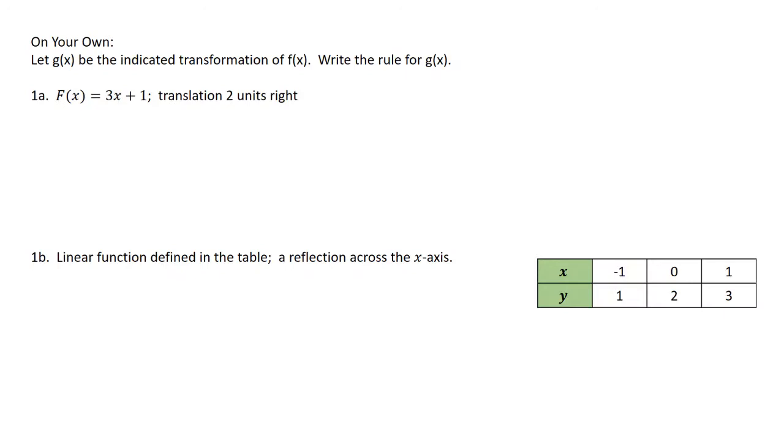Okay, so this one says we want to translate 2 units right. All right, so let's talk about what that means. 2 units to the right. So that's the right is going to be horizontal. All right, and our x is the component that's responsible for our horizontal. So we're going to be talking about our x, and we want it to go right.